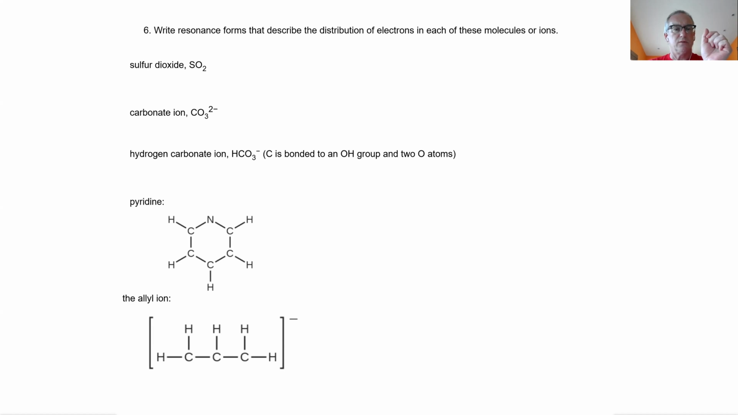So you want to do pyridine, the fourth one or the fifth one? Letter E. Oh, the fifth one? Oh, the allyl anion. That one? Yes. Sure. Okay, let us do it. So let's draw it out so we can make it bigger.